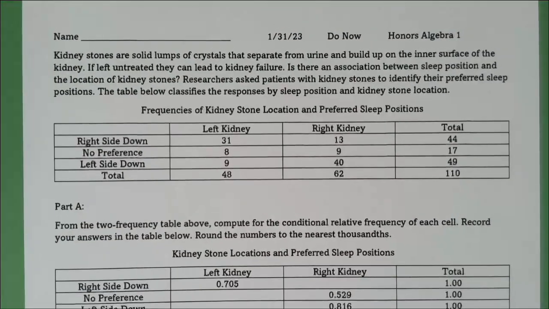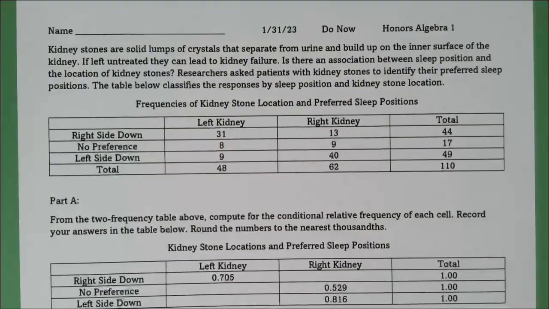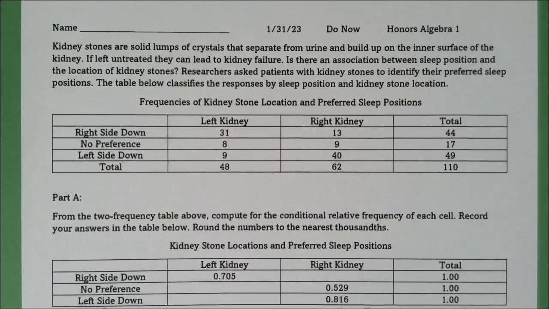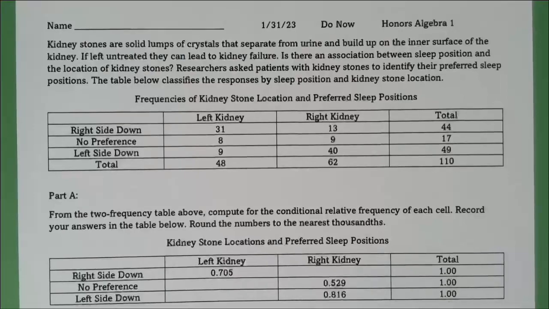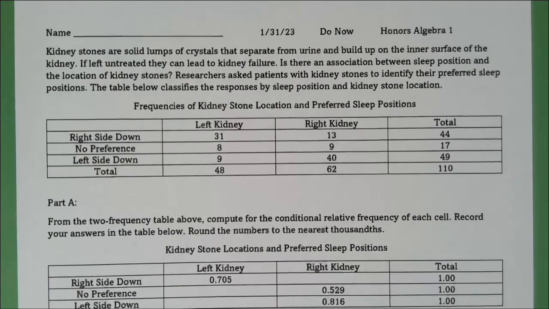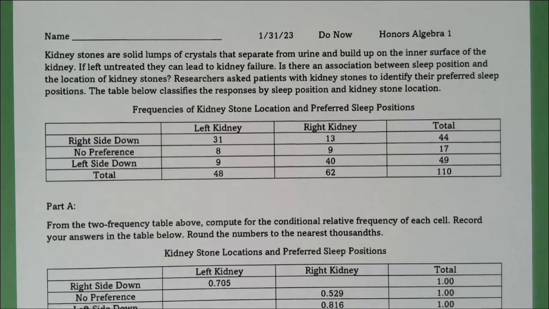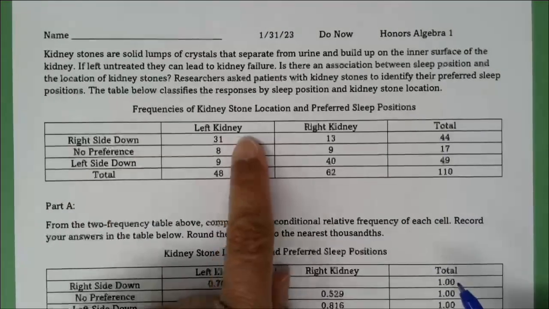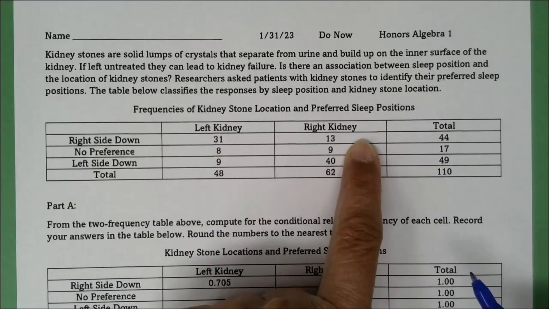Okay, welcome back. This is another presentation about the use of the row conditional relative frequencies in finding out if there is association between two categorical variables. This is from your due now of January 31st. The situation is about kidney stones and preference of sleeping position.